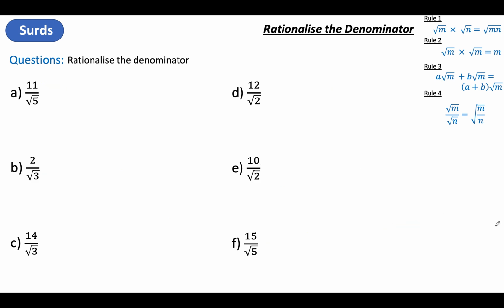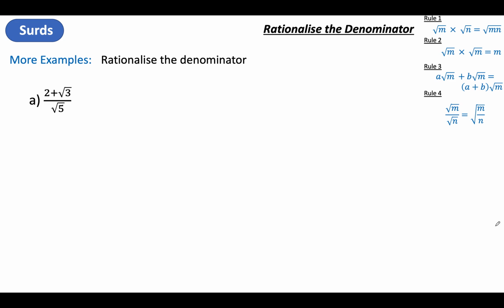Let's make it a bit harder. Yay, says everyone. What if I've got a couple of things on top of my fraction then? Okay. Now remember, what we're really doing is timesing this by a fraction, aren't we? And this fraction, in this case, to rationalize that denominator, it would have to be times by root 5. And I'm going to do that on top as well.